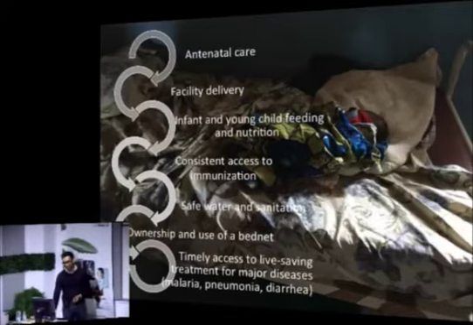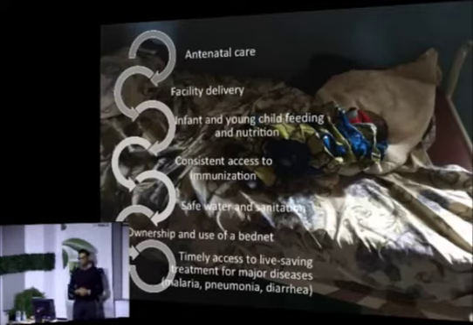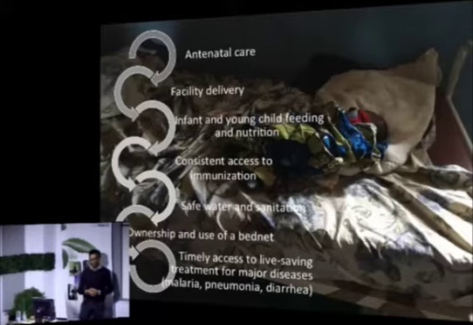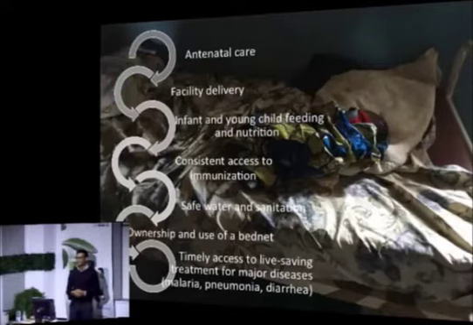How is this baby going to live out the first 5 years of his or her life? It takes a complete cycle of tasks. So you need to assure antenatal care, delivery at the facility, infant and young child feeding and nutrition, which is key to health, consistent access to immunization, safe water and sanitation at the community and household level, as well as at the health facility, ownership and use of a long-lasting insecticide-treated bed net, and then timely and consistent access to life-saving treatment for major childhood diseases at the very least.